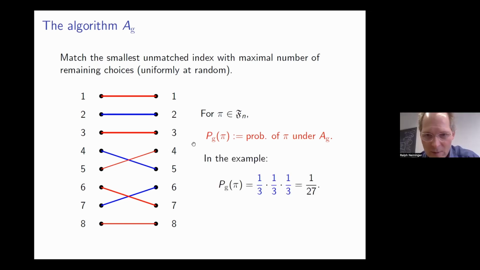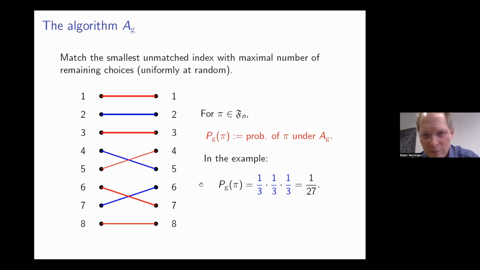And so in this example, in the first step, you have to make the right choice. Here you have to make the right choice, and in here too. So they are independent choices, and you get (1/3)^3. And this would be the probability for this pi.